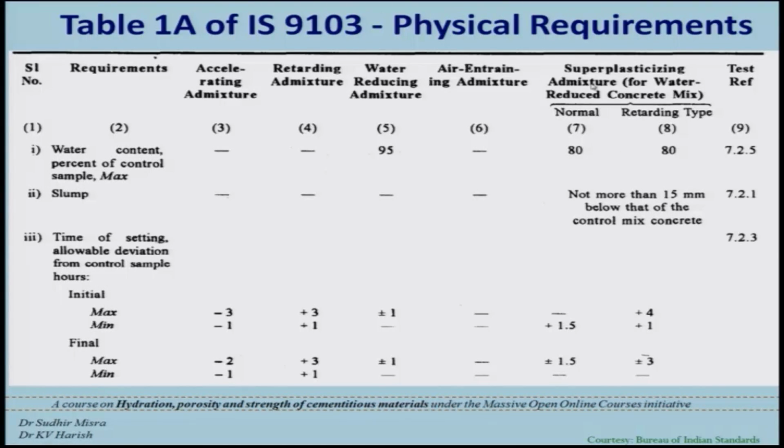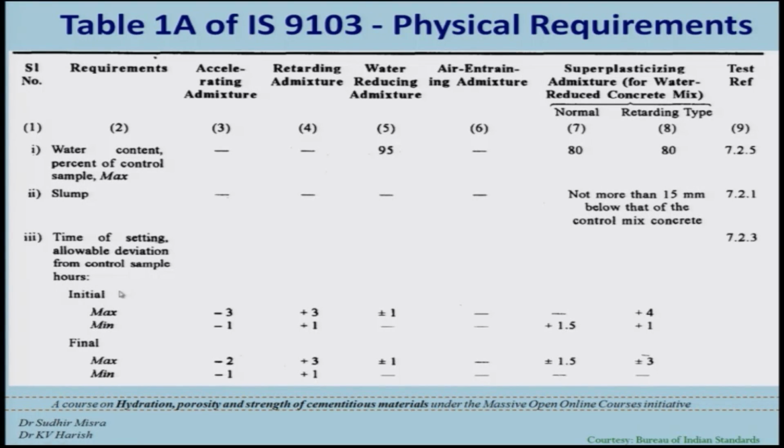In superplasticizing admixture, we again have two categories, one is normal, the other one is retarding type, and both of them should give a maximum of 80%. More information is available in clause 7.2.5. For slump, usually for different chemical admixtures there are not much values provided, but for superplasticizing admixture it is stated as not more than 15 mm below that of the control mixed concrete. More information is available in clause 7.2.1.